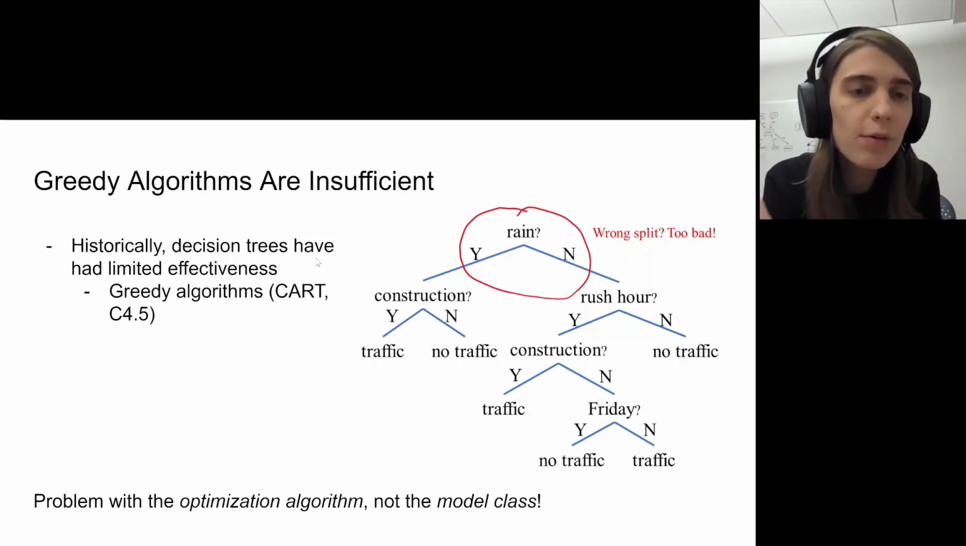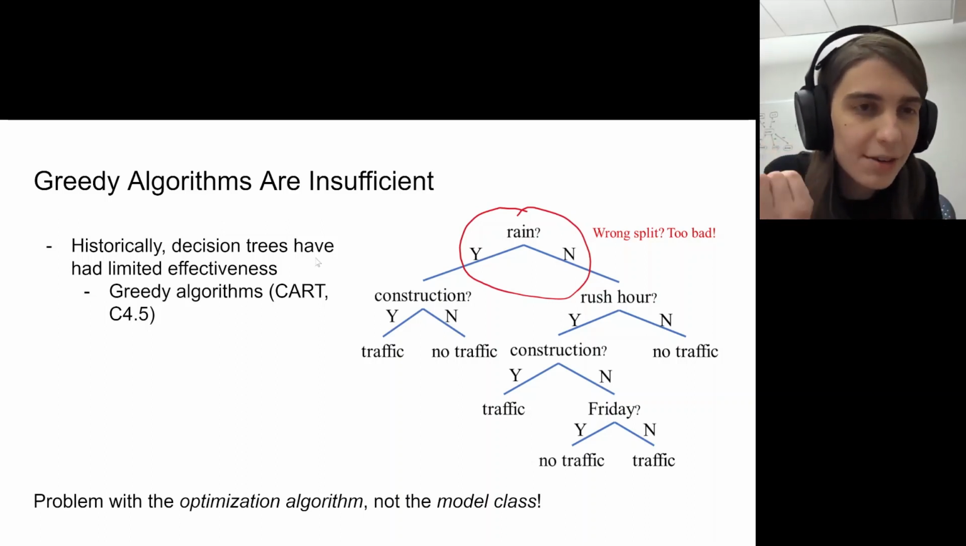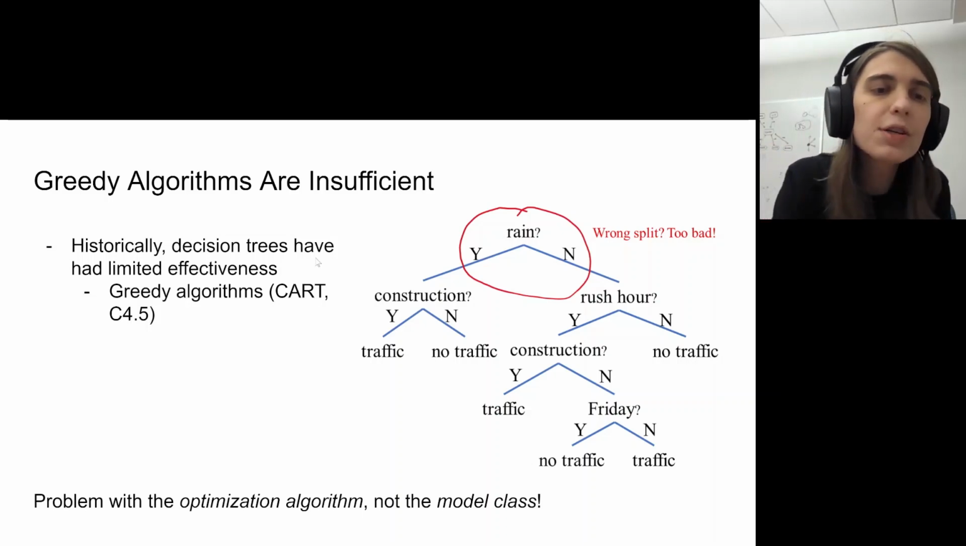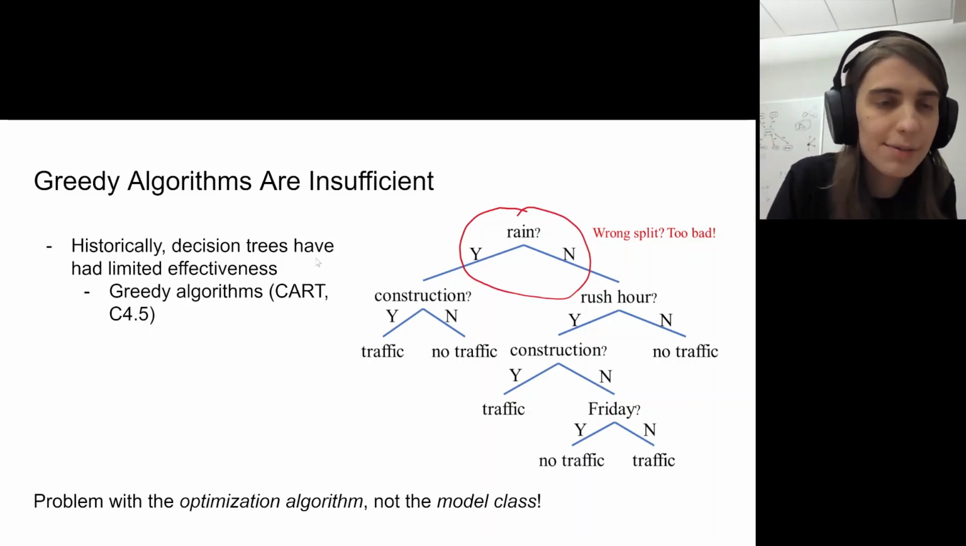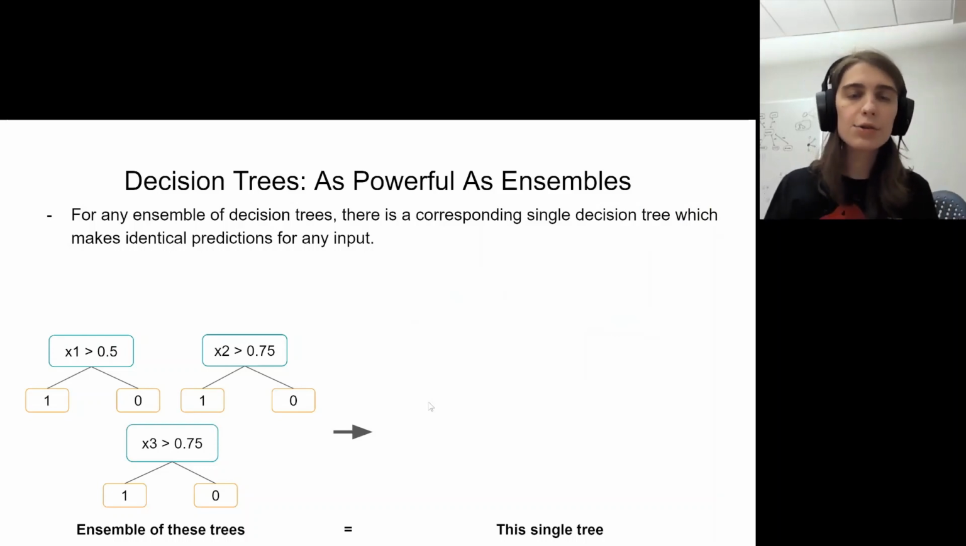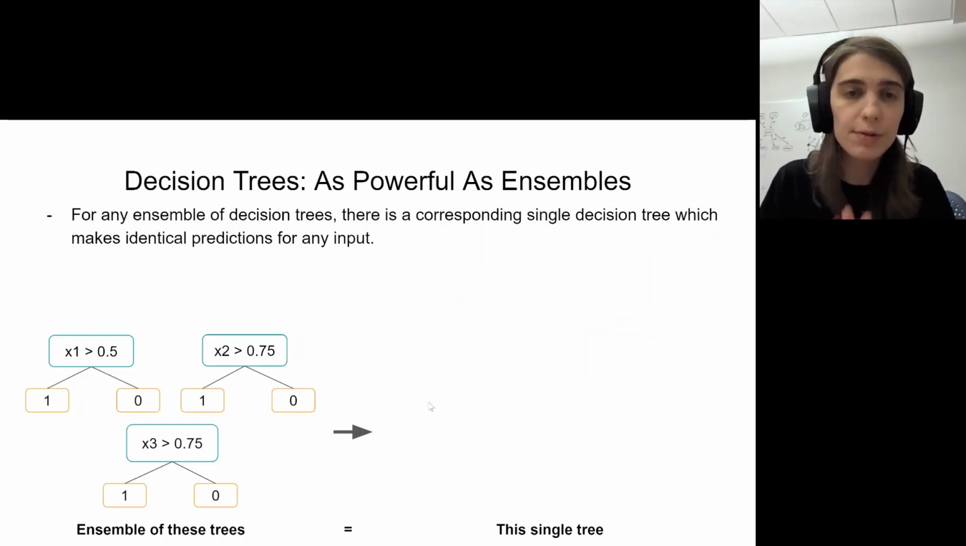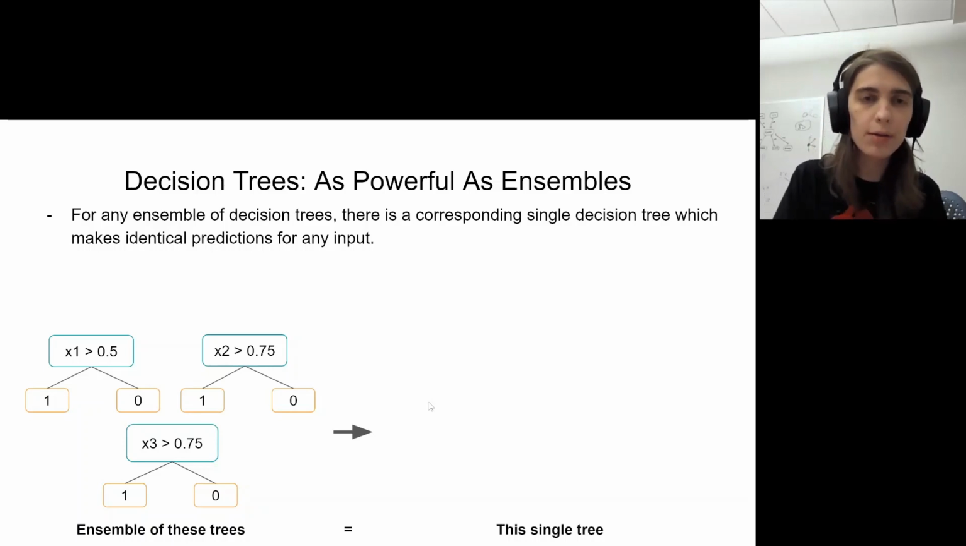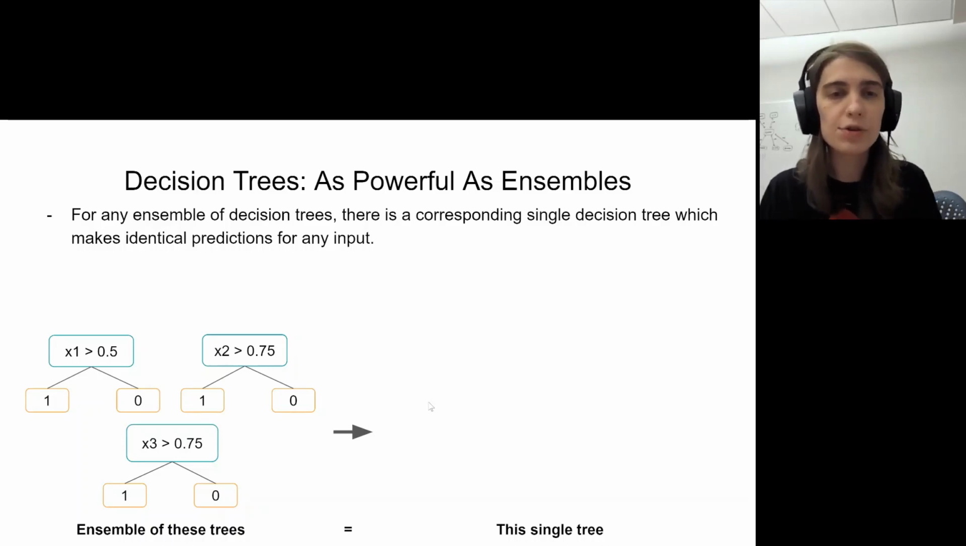But something to think about is whether this is really a problem with the class of decision tree models, or if it's just a problem with the optimization algorithm. To give you some intuition about why decision trees as a model class might actually still be very powerful if we could find the right ones, let me compare them to decision tree ensembles.